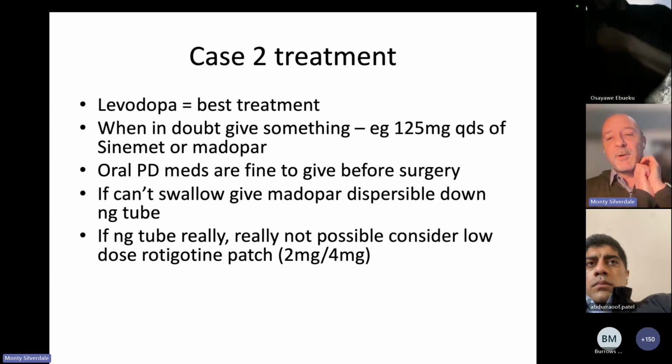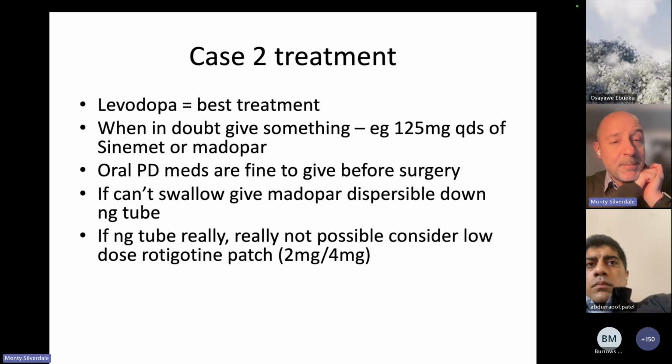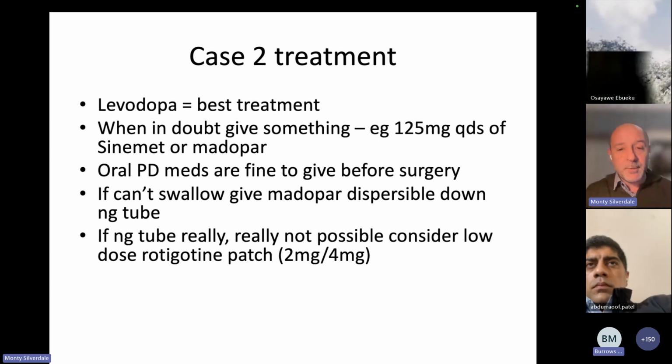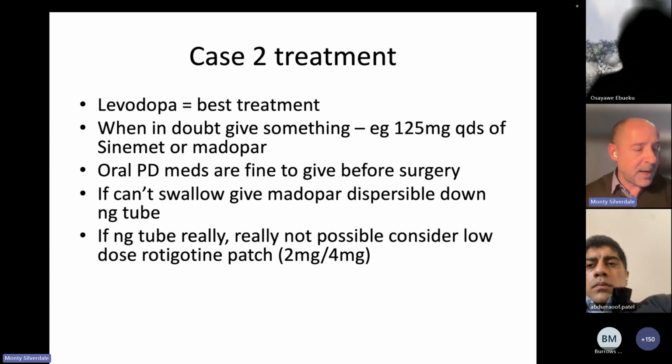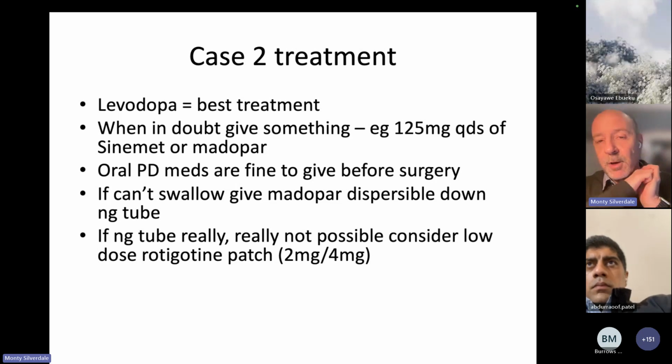And if an NG tube is really, really not possible and you really can't swallow and you've got no other choice, then yes, in that scenario, we can give a rotigotine patch. Why do I not like rotigotine patch? Why don't we just go straight to that? Because as it's a dopamine agonist, it's much more likely to provoke confusion, psychosis, and that type of thing.